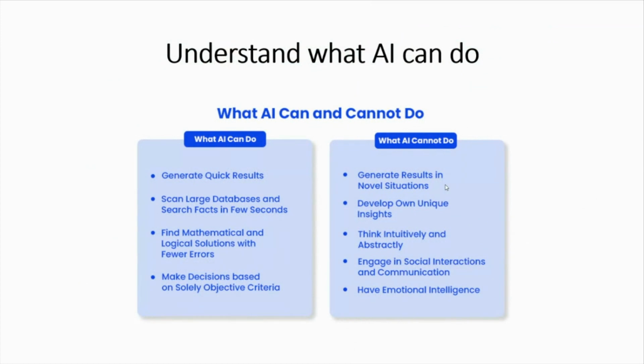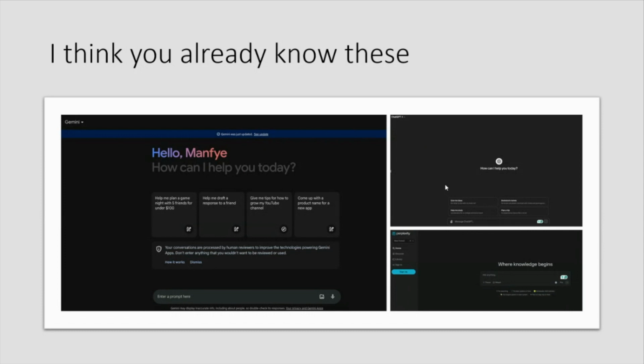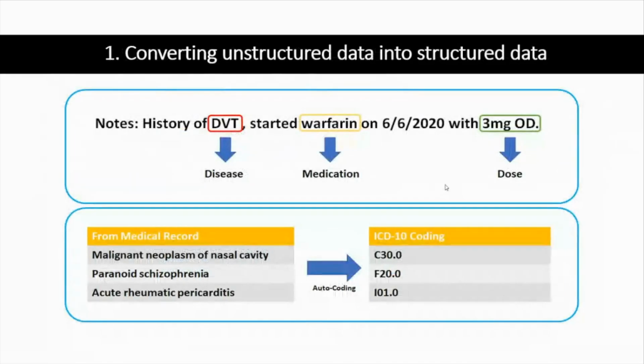So lastly is the side topic: how can generative AI help you in healthcare research? It's for Research Week. I think you already know about ChatGPT, Perplexity, and even Gemini AI. So I just want to share how you can use them further.